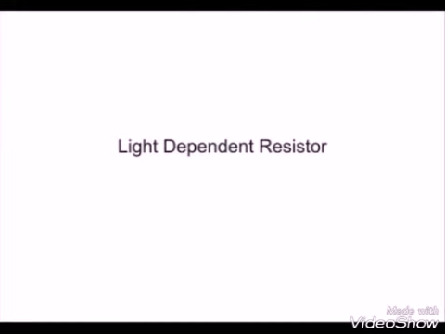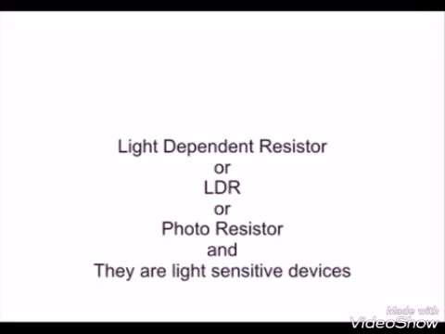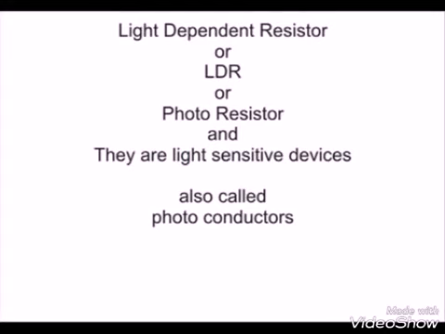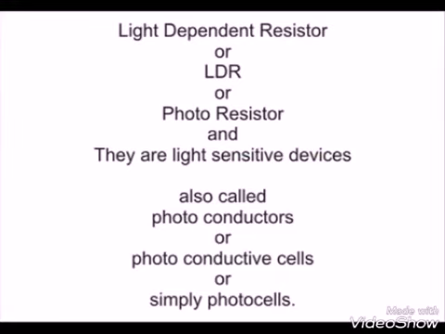Here we will discuss about light-dependent resistor or LDR, and also we will try to cover basic working principle of LDR. Light-dependent resistor is also known as photoresistor. A light-dependent resistor, that is LDR, or a photoresistor, is a device whose resistivity is a function of the incident electromagnetic radiation, or simply light. That is why they are light-sensitive devices. They are also called as photoconductors, photoconductive cells, or simply photocells.